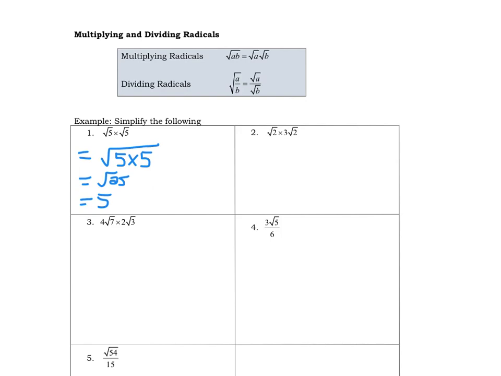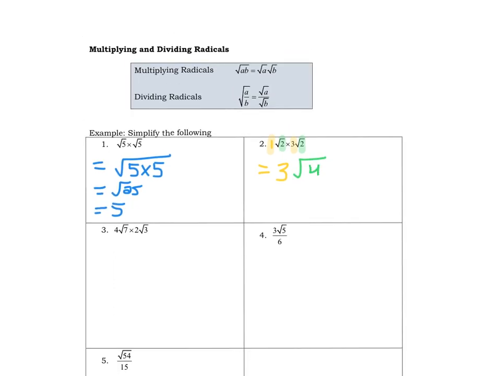In the second example, I have root 2 times 3 root 2. So it's good to remember that in front of the first root 2, there's a coefficient of 1. And what I'm going to do is multiply the 2 numbers in front of the square roots, and I'm going to multiply the 2 numbers underneath the square roots. So here I get 1 times 3 is 3, and root 2 times root 2 is root 4. My next step is to evaluate. The square root of 4 is 2, so then I take 3 times 2, which is 6.